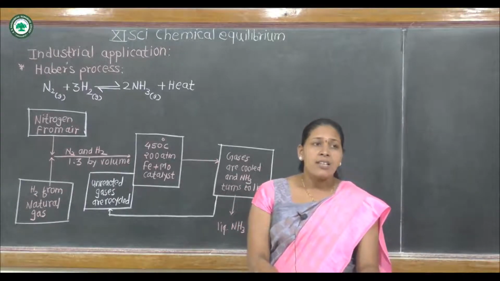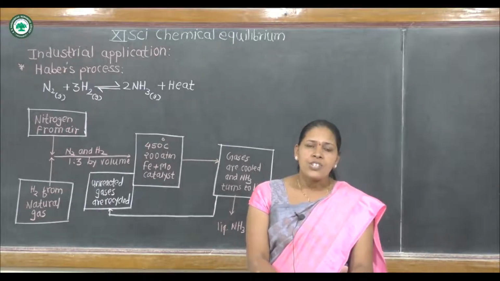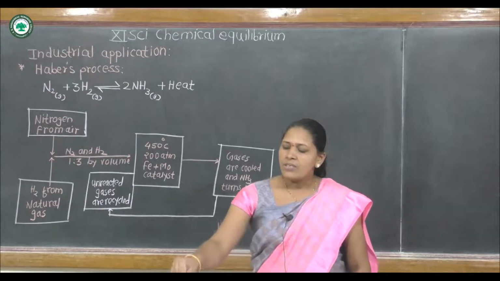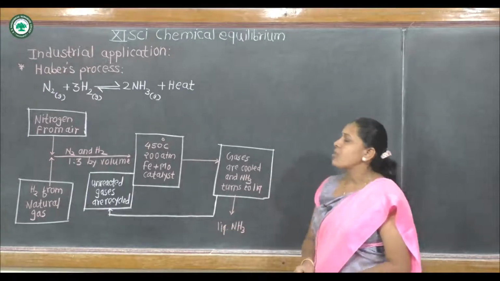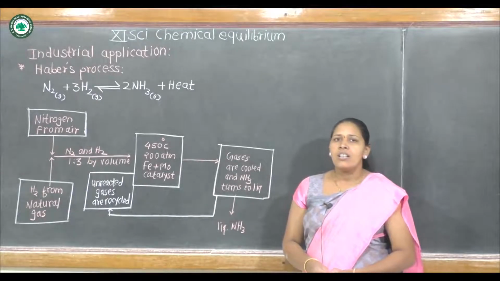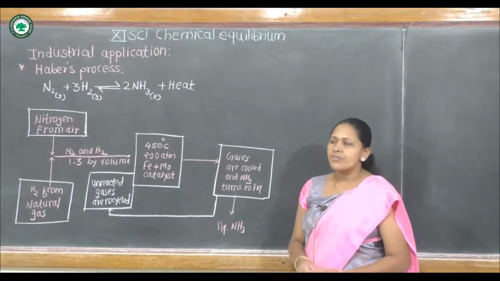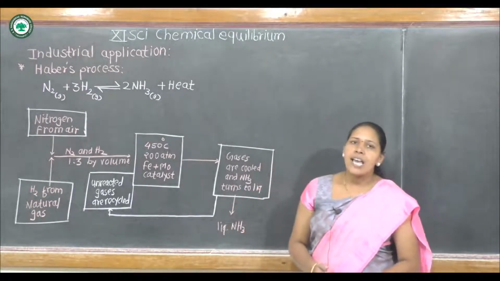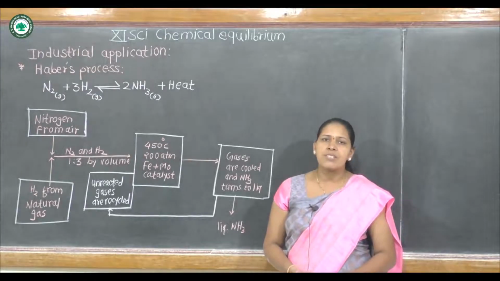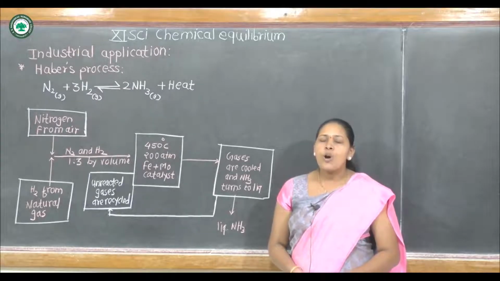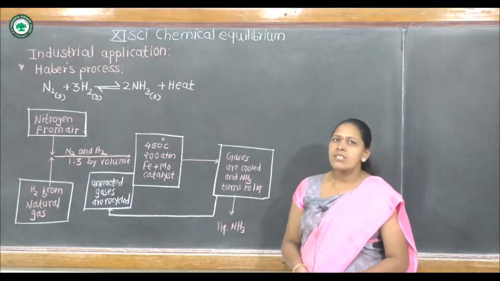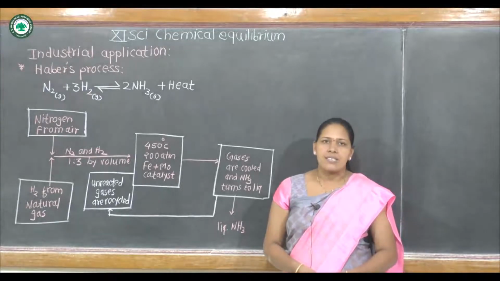Now let us consider the effect of temperature and pressure on the synthesis of ammonia. We have already discussed the effect of concentration on chemical equilibrium. As the concentration of nitrogen and hydrogen increases at equilibrium, that is, the stress applied to the system is an increase in either concentration of hydrogen or nitrogen, then the forward reaction is favorable, that is, equilibrium shifts from left to right. That means the yield of ammonia increases.